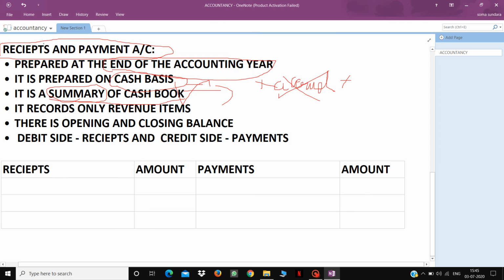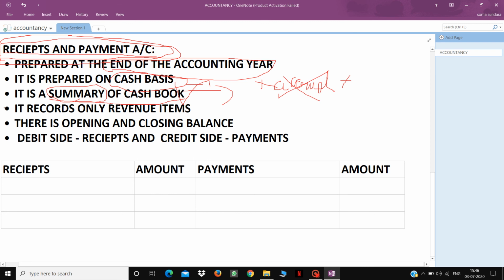But here in receipts and payments account, all the other things are similar to cash book, but we will not record it day to day. We'll be preparing this receipts and payments account at the end of the year. So we'll not mention any date, any particular year or any particular month. It is prepared at the end of the year, and so it is called a summary of cash book.